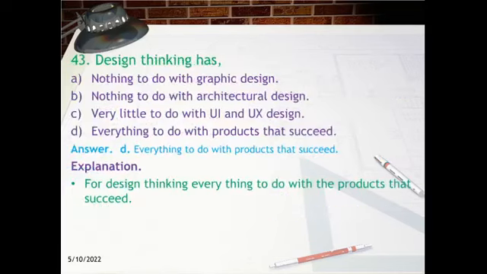43. Design thinking has nothing to do with graphic design, nothing to do with architectural design, very little to do with UI and UX design, everything to do with products that succeed. Answer D. Everything to do with products that succeed. Explanation. For design thinking, everything to do with the products that succeed.